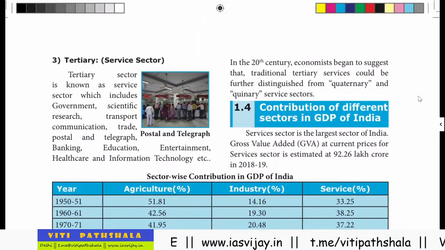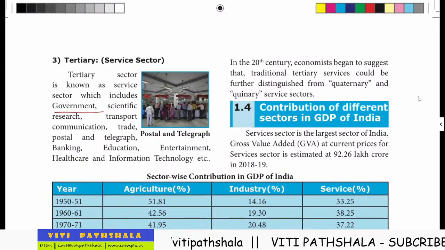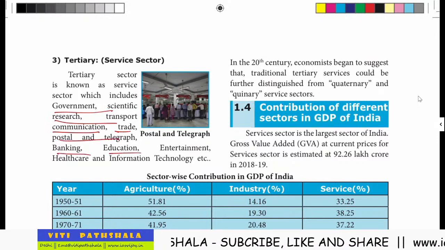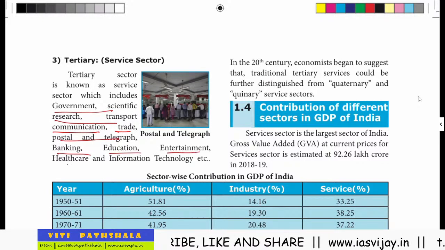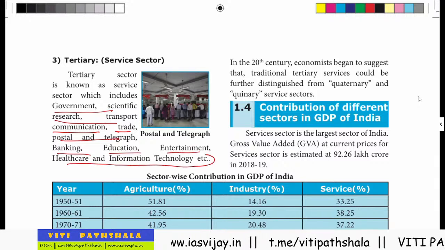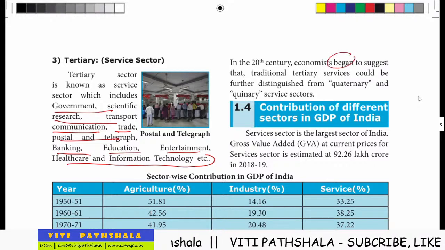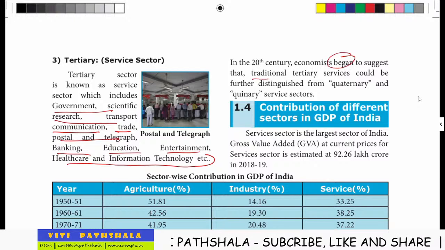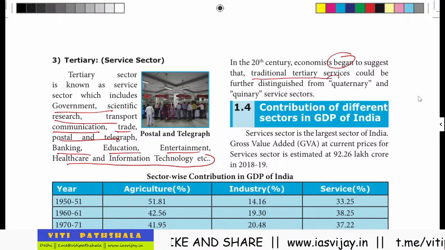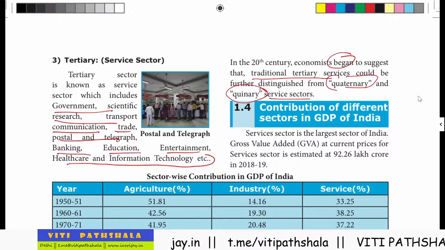The tertiary sector is known as the service sector, which includes government, scientific research, transport, communication, trade, banking, telegraph, education, entertainment, healthcare, and information technology. These we have studied; these are the easy topics. In the 20th century, economists began to suggest that the traditional tertiary services could be further distinguished into the quaternary and quinary service sectors.